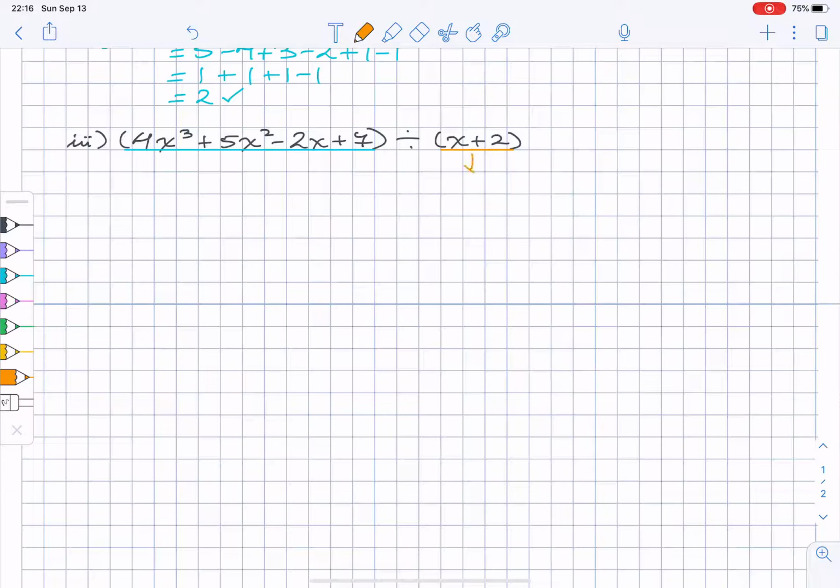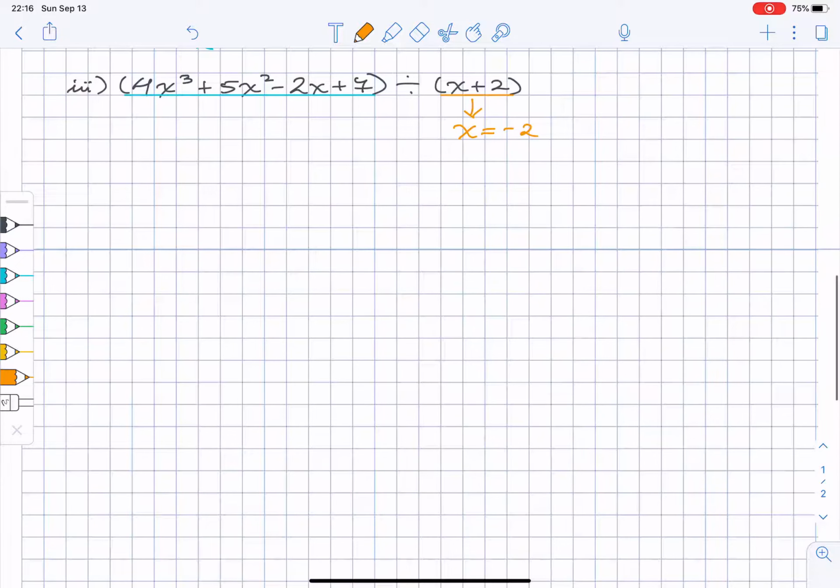So my root is negative 2. So I put a negative 2 on the outside, my upside down division symbol here. My coefficients are going to be 4, 5, negative 2, and 7. So I drop down the 4.